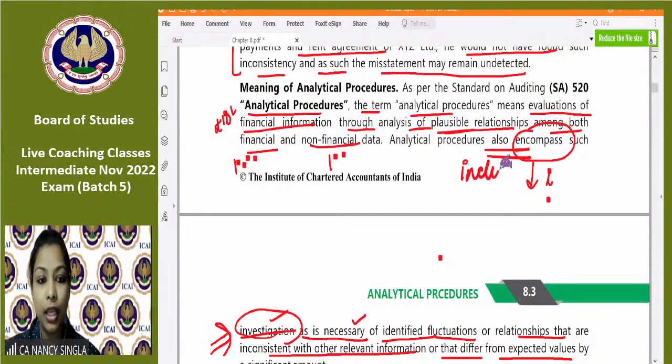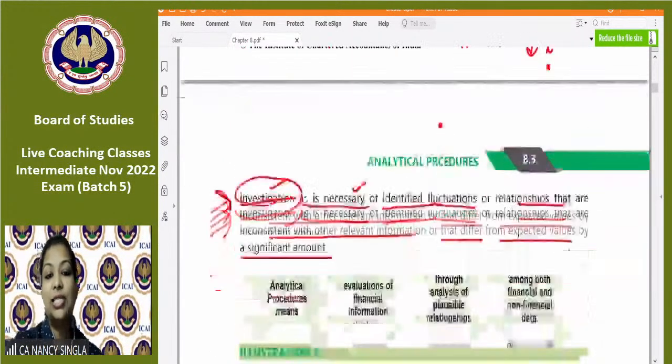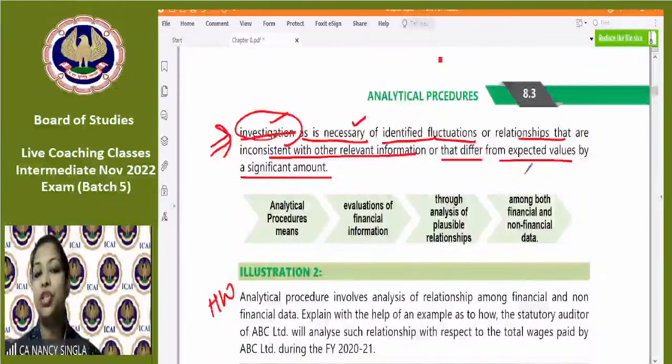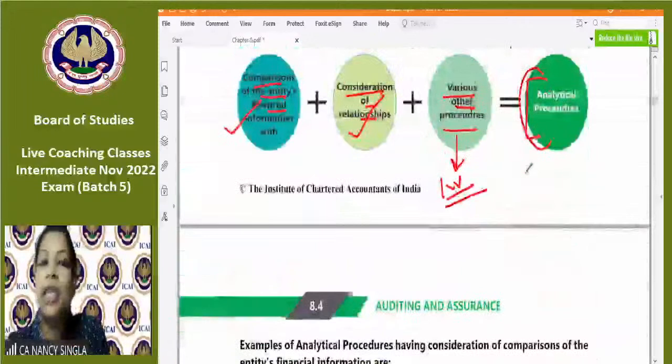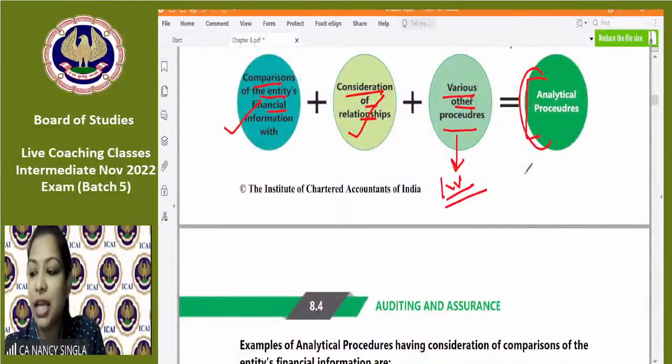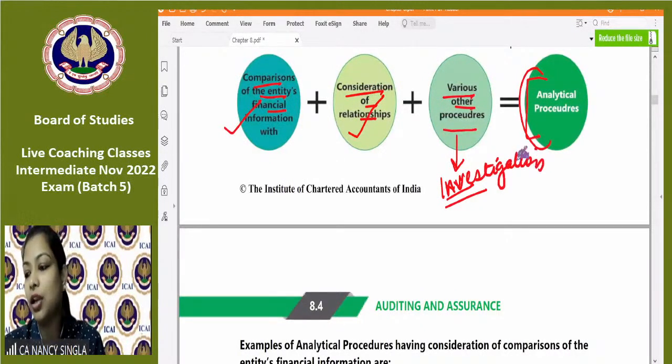Include such investigation as is necessary of identified fluctuation or relationship that are inconsistent with other relevant information or that differ from expected values of significant amount. ठीक है? It includes comparison of entities' financial information or consideration of relationship and other procedure. Other procedures में क्या आ गया? Now I am able to write. तो investigation के लिए भी तो आप further inquiry कर रहे हो management से or you whatever you are doing.